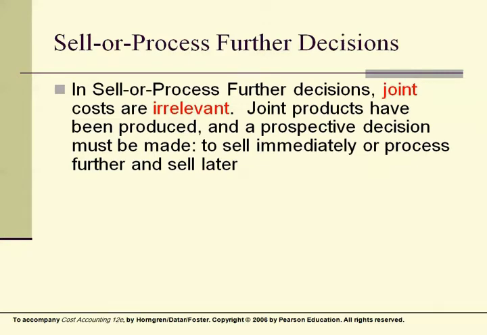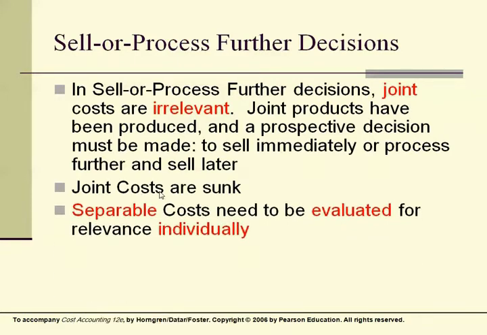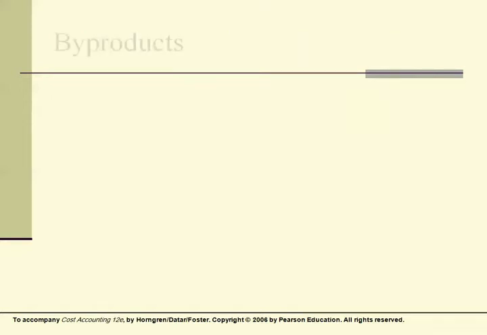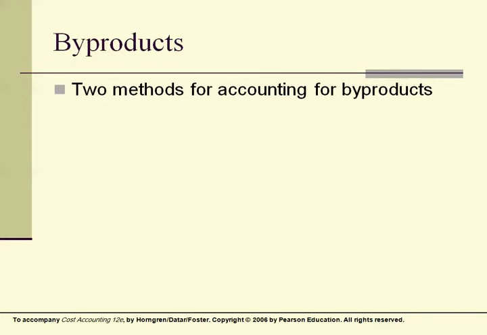In sell or process further decisions, joint costs are irrelevant. Joint products have been produced and a prospective decision must be made to sell immediately or process further and sell later. Joint costs are sunk costs. Separable costs need to be evaluated for relevance individually.